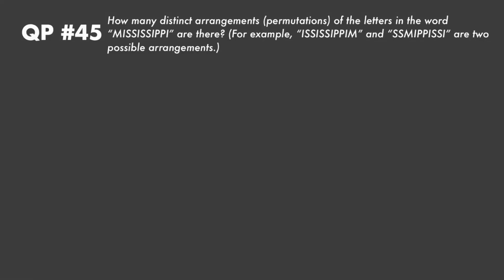Hello everyone, today let's take a look at Quantipus number 45, which is another combinatorics question. It's asking how many distinct arrangements or permutations of the letters in the word Mississippi there are, and it gives us some examples, this one here and this one here.